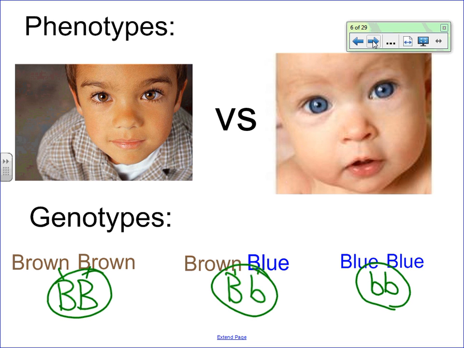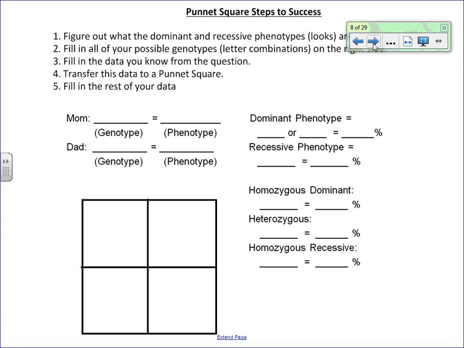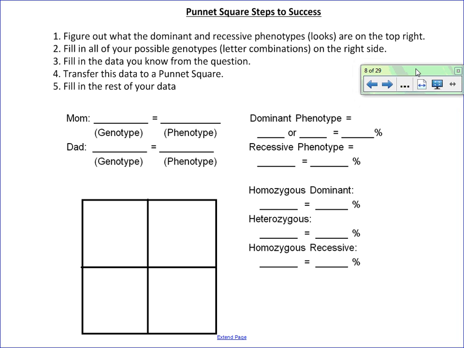For example, brown eyes and blue eyes of the kids that we have up here. We're also able to use this great tool called the Punnett square to track how those probabilities would then move through from parent to offspring, and we can calculate percentages from them. And we were also given the tool called Punnett Square Steps to Success.